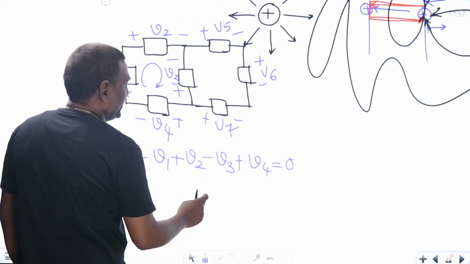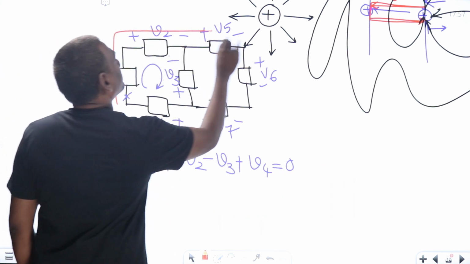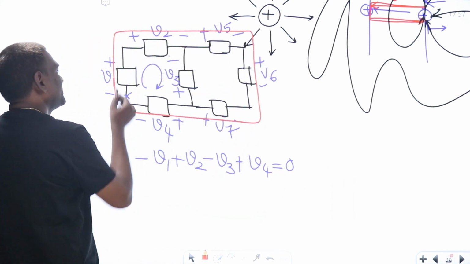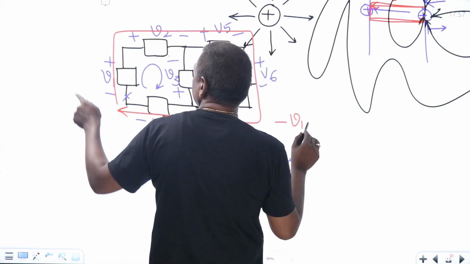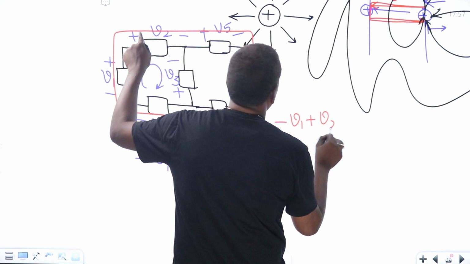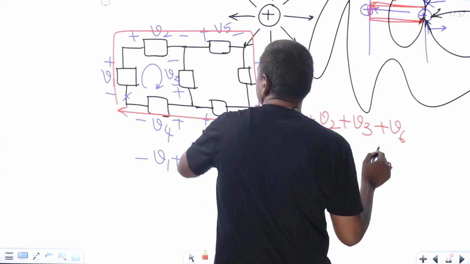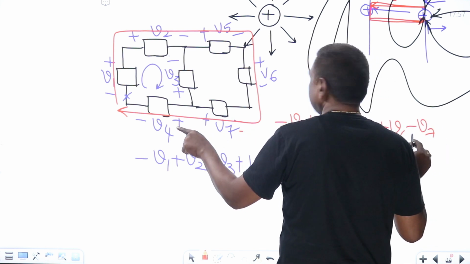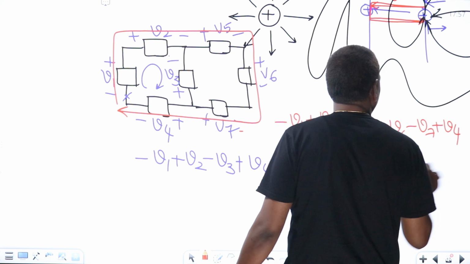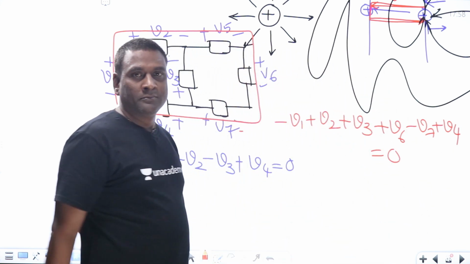Or we can think of writing for this closed path starting from V1. Now I touch minus first, so minus V1. After that I touch plus first, plus first, plus first. After that I touch minus first, minus V7. After that I touch plus first, plus V4 equal to 0. That's it.